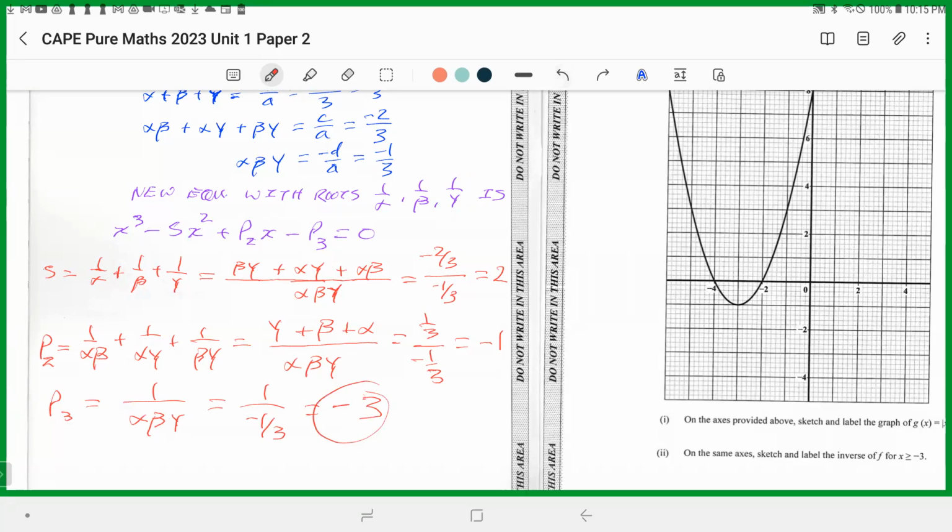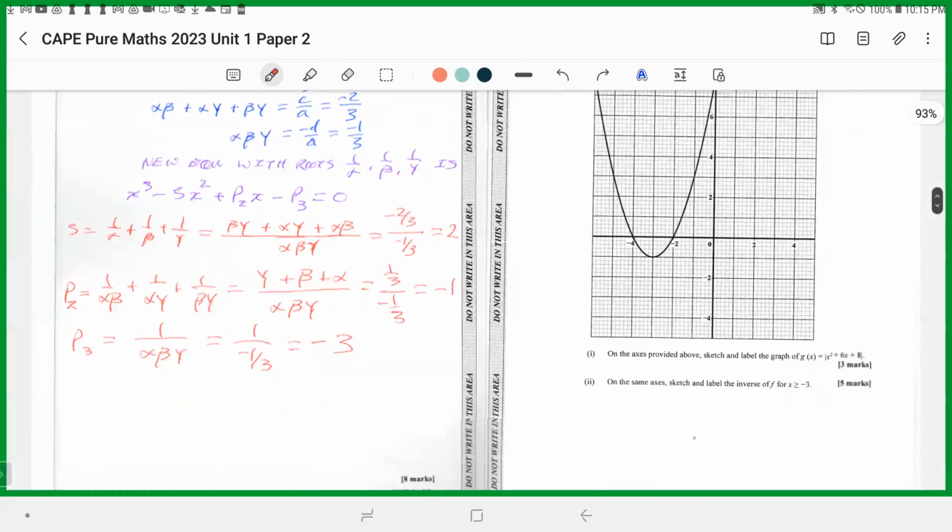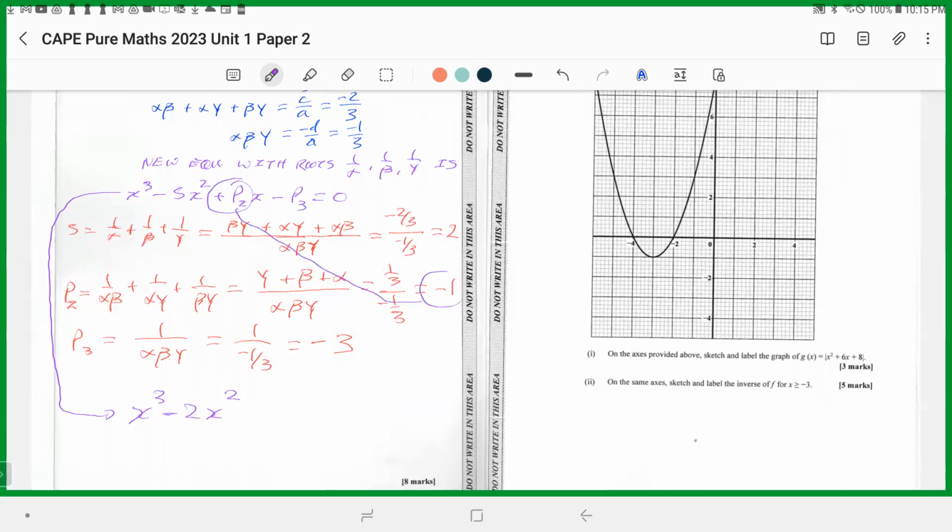So what we have to do is drop in the values and we get the equation. And this comes out nice, they're all whole number values. All right. So dividing by a third is multiplying by 3. So the equation then becomes, it's the equation that we want to find. This equation. Right? It becomes x cubed minus s, which is -2, so -2 times x squared, plus P2. P2 is this -1, so I'm just going to put minus x.